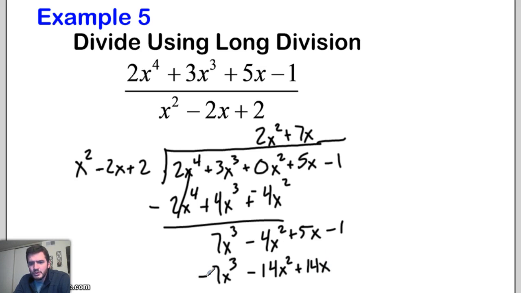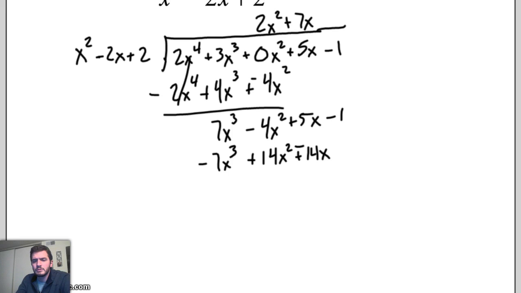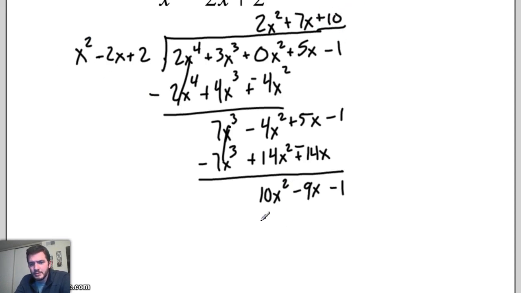I'm going to go ahead and subtract, and I'm going to extend my page here too. Okay, so combine your like terms, so that cancels. This is going to become positive 10x squared minus 9x and then minus 1. So last step, x squared goes into 10x squared 10 times, so plus 10. Then 10 times x squared is 10x squared. 10 times negative 2x is negative 20x. And then 10 times 2 is plus 20.